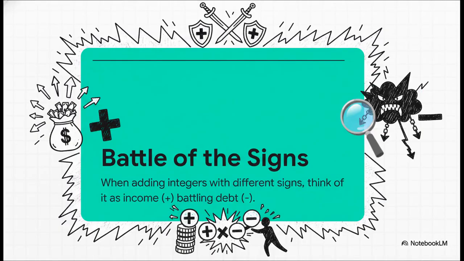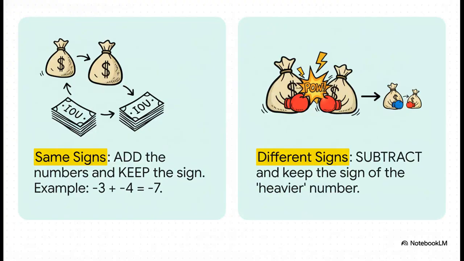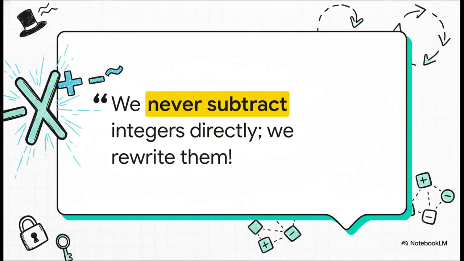So with this money idea in your head, when you're adding numbers, it's not really just addition. It's more like a battle of the signs. Your income is going head-to-head with your debt. So who wins the battle? Well, if the signs are the same, like you're adding two incomes or maybe two debts, they're on the same team. You just add them up and keep the sign. Easy. But if the signs are different, if you've got income and debt, then they fight. You just subtract the smaller number from the bigger one, and the answer takes the sign of whichever number was heavier to start with. If you had more debt than income, you're still in debt. Makes sense, right?